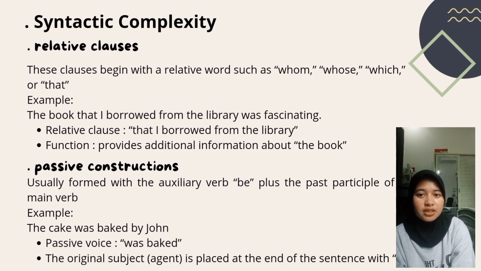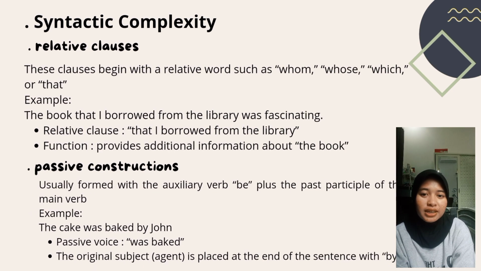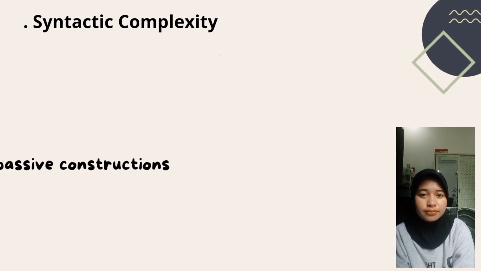Second, passive construction, usually formed with the auxiliary verb be plus the past participle of the main verb. Example: the cake was baked by John. Passive voice: was baked. The original subject, the agent, is placed at the end of the sentence with by.